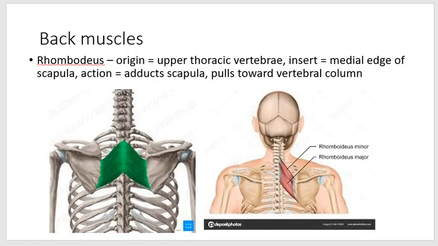Getting down to your rhomboids, it has origins up here on the thoracic vertebrae, inserts on the medial edge of the scapula, and it allows you to adduct the scapula, or to bring your shoulders back. It also can pull on this vertebral column.